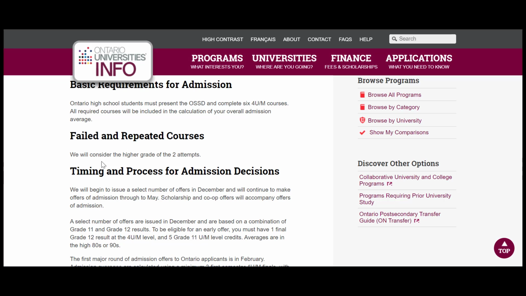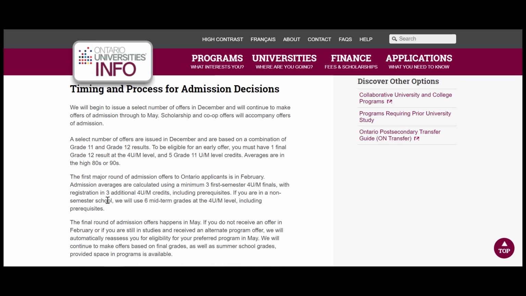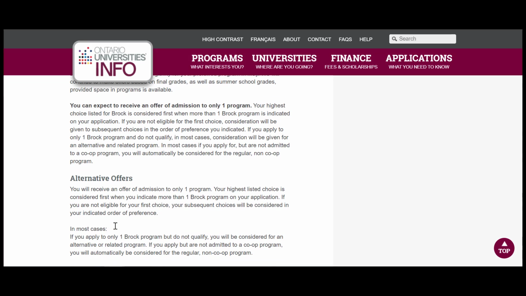Here it says that we will consider the higher grade of the two attempts. So in this case, they're going to take your best mark no matter what, which is great. But in some cases, they take a blending of the two marks. And in other cases, they actually take the most recent of the two marks, which may not actually be the highest. It also gives you some information about the timing of their decisions, and whether or not they'll give you an alternate offer. Because this is a really competitive program, Brock may say, you can't be a nurse, but we might give you an offer of admission to a science program instead.